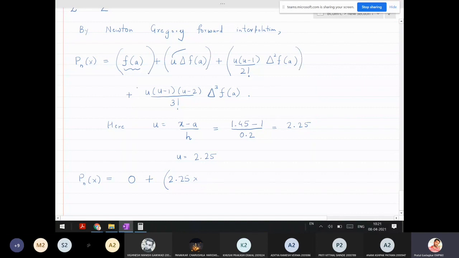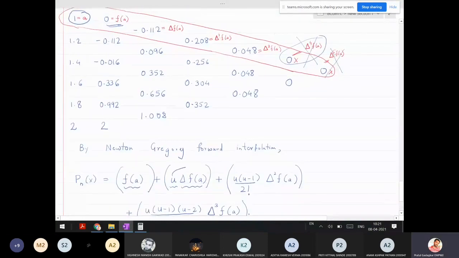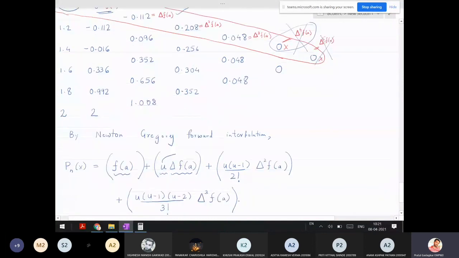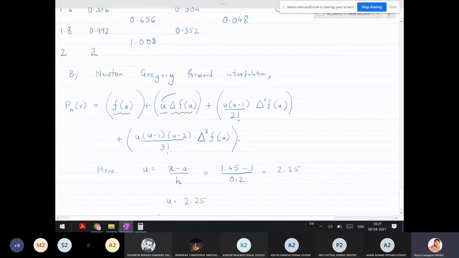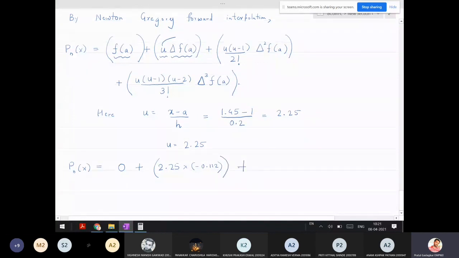There are four terms in the addition you have to do. So 2.25 multiplied by, this is U. What is delta F of A? From the table, delta F of A is minus 0.112. So I will write that here, minus 0.112. Okay. Next term plus. The next term is this. Now U into U minus 1. U is 2.25. Okay.